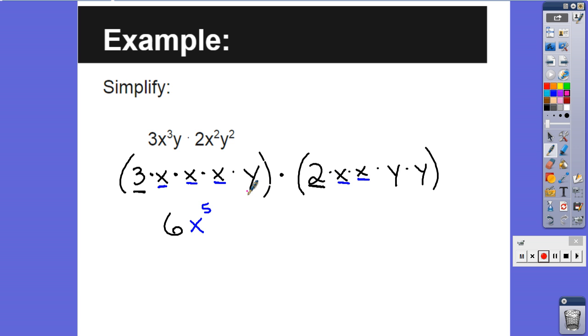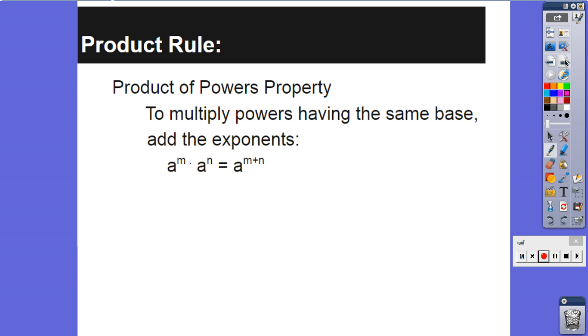And then when I look at the y's, I've got y, and a y, and a y. And again, these are all being multiplied together, so I've got 1, 2, 3 y's being multiplied together for y to the third. So after I have simplified this thing, I've got 6x to the fifth, y to the third. And so here's what we're getting to, our product rule.